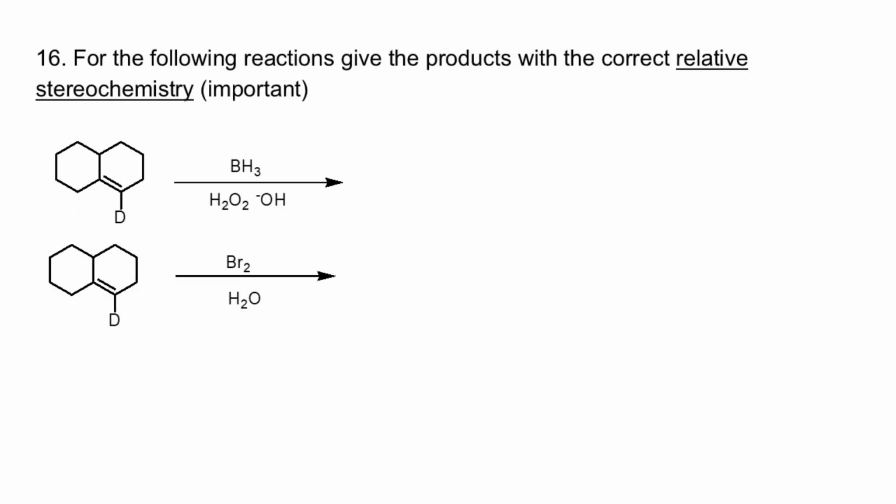Here you are asked to give a very specific stereochemistry. The first one is hydroboration oxidation, that means hydroboration, alcohol formation, and the second one is bromine addition. So remember the stereochemistries that are involved in these reactions: hydroboration and bromine addition, or this actually is a bromohydrin.